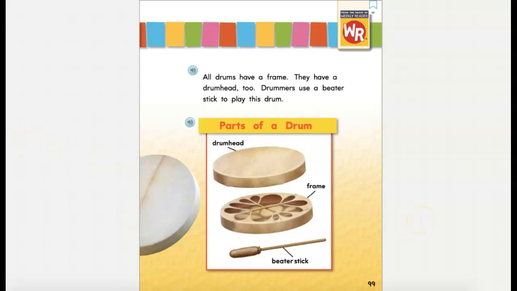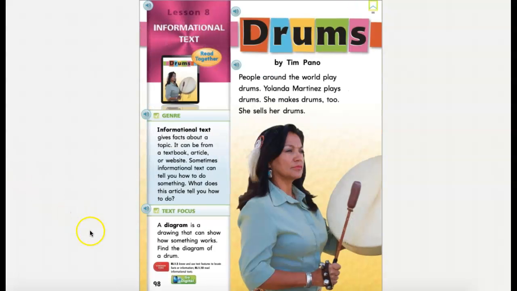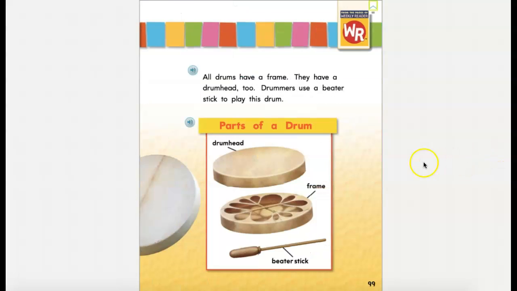If you remember, one of our text focus to focus on is a diagram. And a diagram is a drawing that can show how something works. So this is a diagram of parts of a drum. So a drum has a drum head, a frame, and a beater stick.